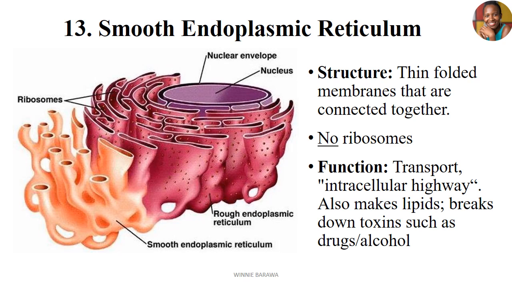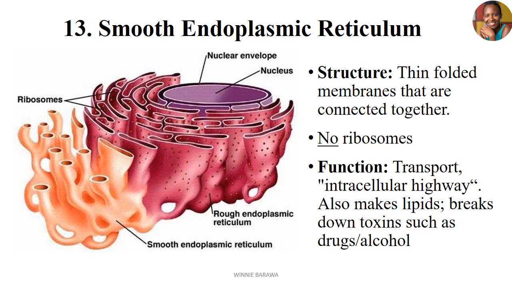So the smooth endoplasmic reticulum will undergo what we call lipid synthesis, or formation of lipids, but also it will ensure there is breakdown of toxins or any materials that are harmful to the cell, and this can include drugs, alcohols, and other substances. So it's a transportation channel, but it's also a detoxification or breakdown surface. Any materials that are harmful can be destroyed within the smooth endoplasmic reticulum.